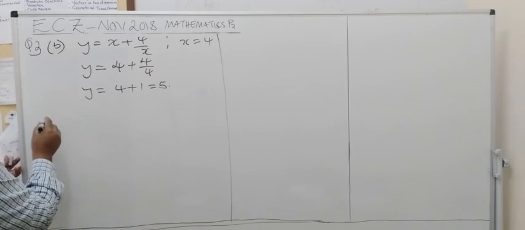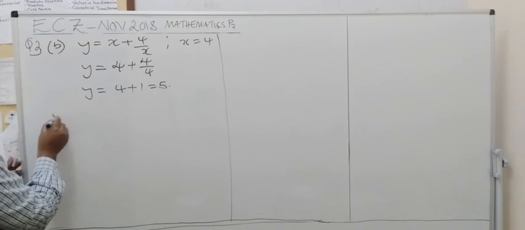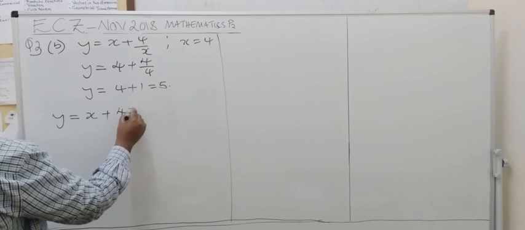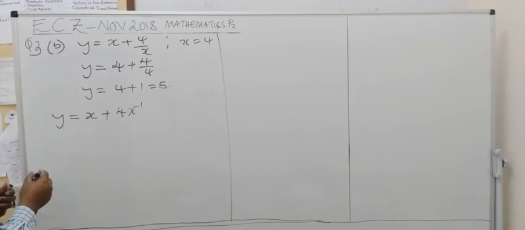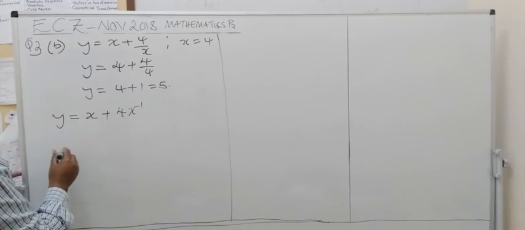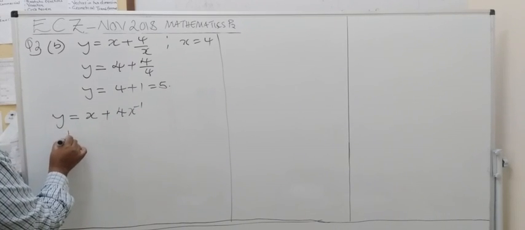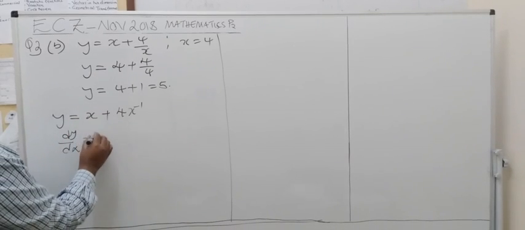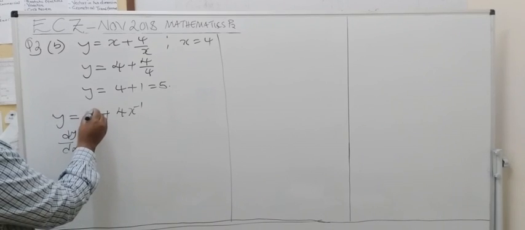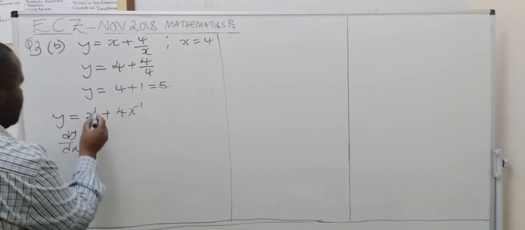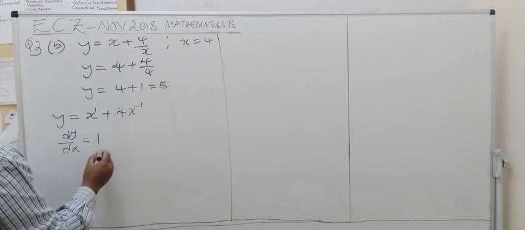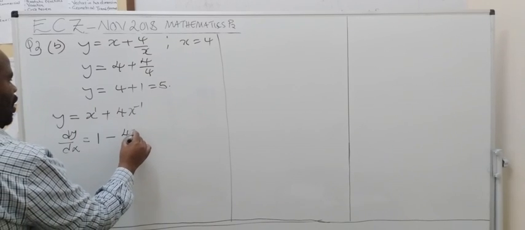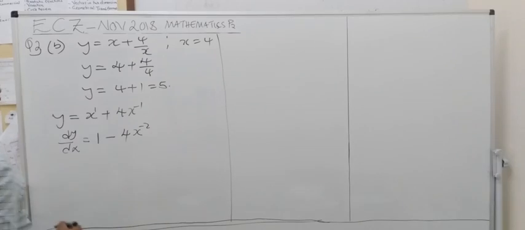So now you can rewrite this first as y is equal to x plus 4x to the power negative 1. Then differentiate this. So when we differentiate this, dy/dx is equal to 1, because we say 1 times x to the power 0, minus 4x to the power negative 2, minus 1.